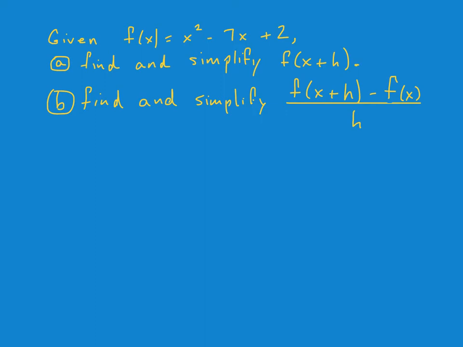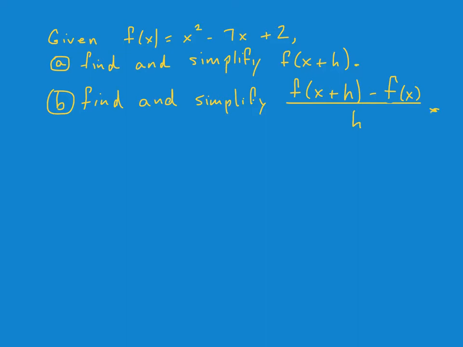In this problem, we are given a function, which happens to be a quadratic function, f of x equals x squared minus 7x plus 2. In part A, we are asked to find and simplify f of x plus h. In part B, we're asked to find and simplify this fractional expression, which is called the difference quotient.